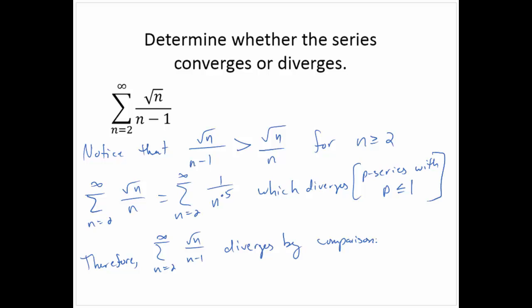The terms of the series we are curious about are greater than the terms of this other series. The other series diverges, so therefore the series we're curious about diverges by comparison.